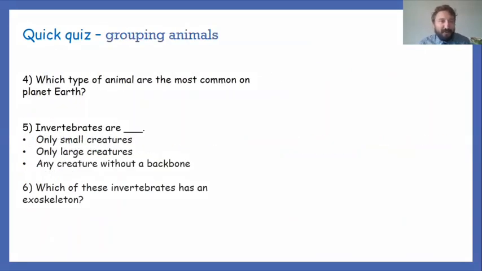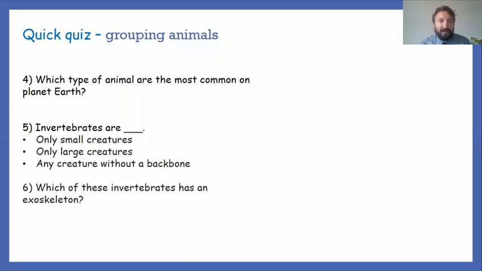Okay, so we're at the second part of the quiz. Let's have a look. So question 4, which type of animal is the most common on planet Earth? Invertebrates are only small creatures, only large creatures, or any creature without a backbone. Number 5, which of these invertebrates has an exoskeleton? Okay, so pause the film there, come back in, say, 2 minutes, and we'll have a look at the answers together.